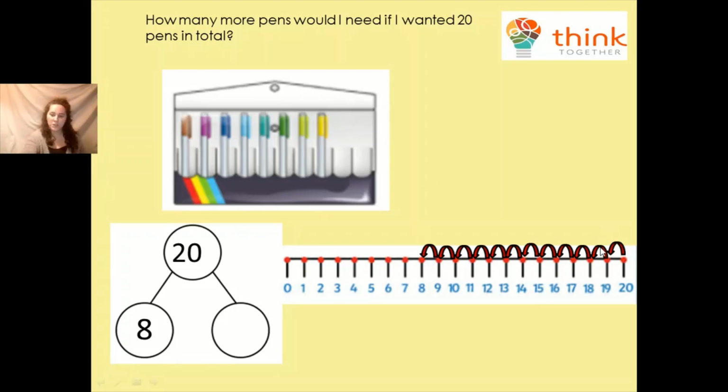1, 2, 3, 4, 5, 6, 7, 8, 9, 10, 11, 12. There were 12 jumps. So I must need 12 more pens. There we go. And I can also write this as a number sentence to find my number bonds. There we go. 8 plus 12 equals 20, and I know that 8 and 12 are a number bond to 20.